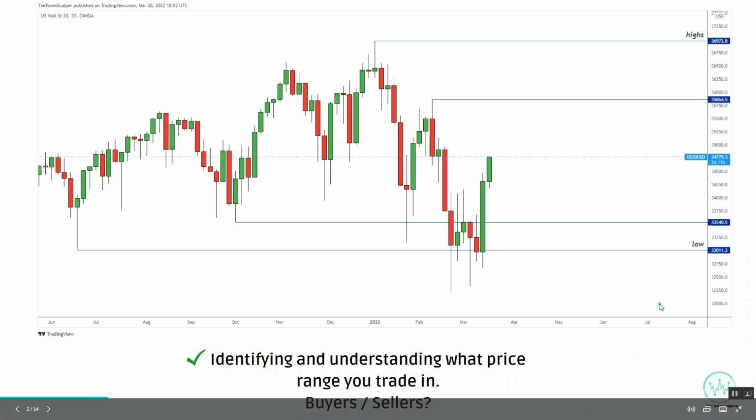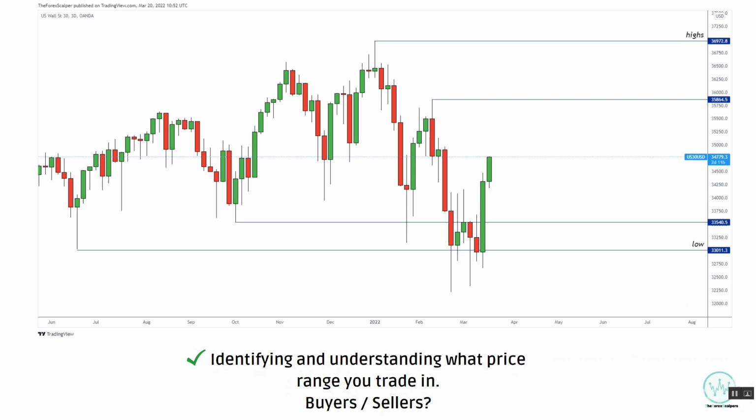Identifying and understanding what price range you're trading in, in terms of buyers and sellers. In front of you, you're looking at a 3-day daily chart. I have highlighted the most recent and most important levels for me on US30. You can see 4 lines which represent the most important highs and lows from that 3-day cycle.